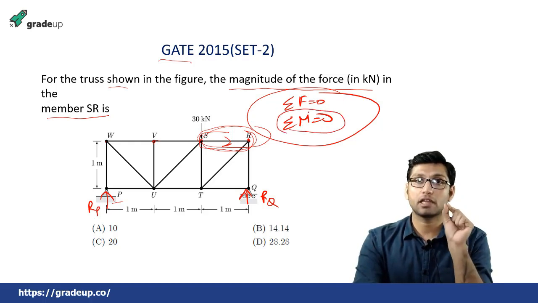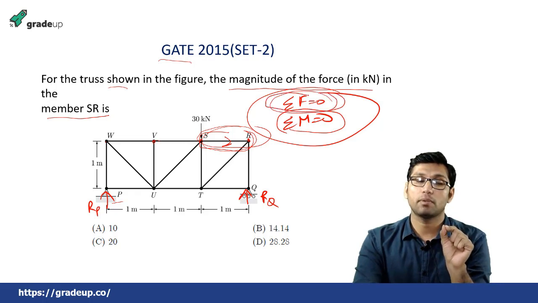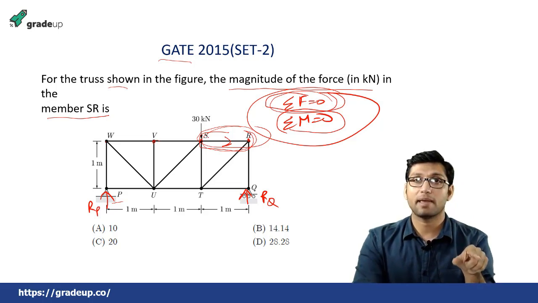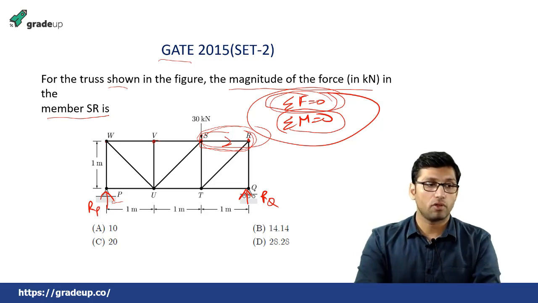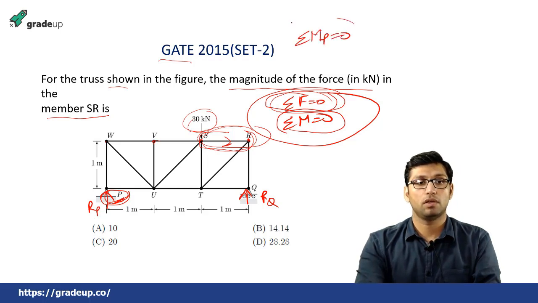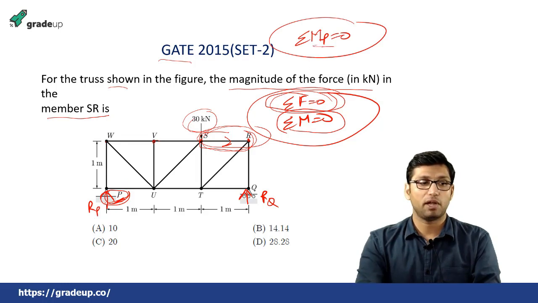Had it been the method of joints, then we could only apply the method of equilibrium of forces, not the method of equilibrium of moment. So here we can apply the method of equilibrium of moment. Firstly, we'll take moment about point P. Why? Because we know the value of this 30 Newton force. So if we take moment about P equal to 0, because this is fixed here, the total moment at point P will be equal to 0.